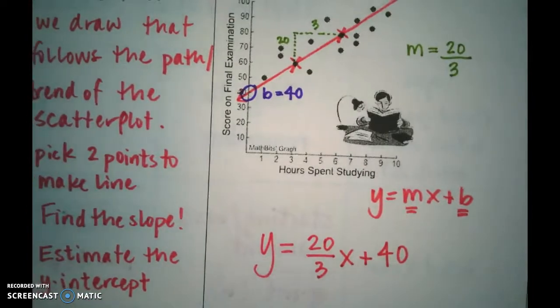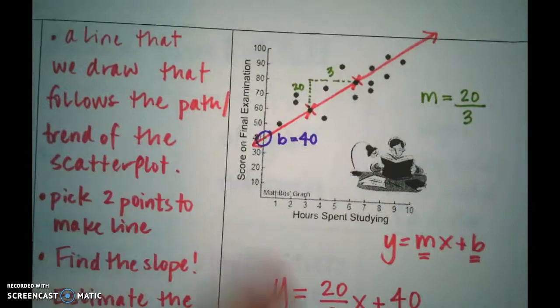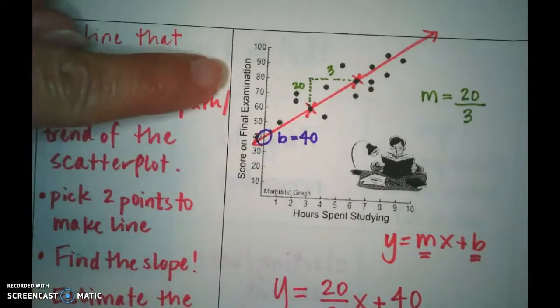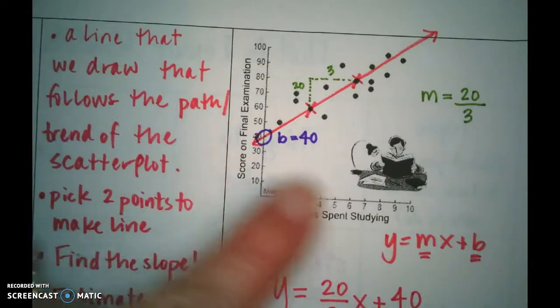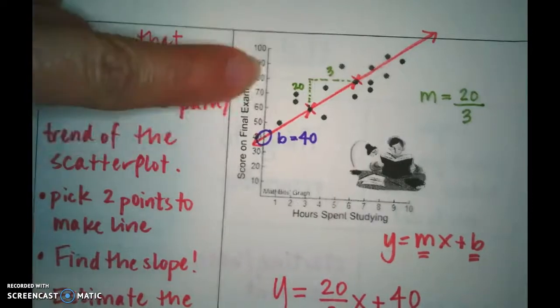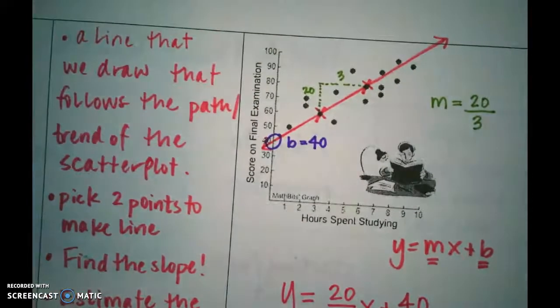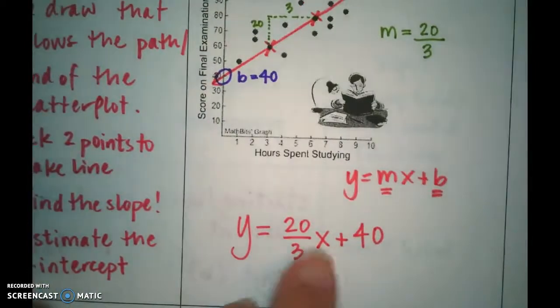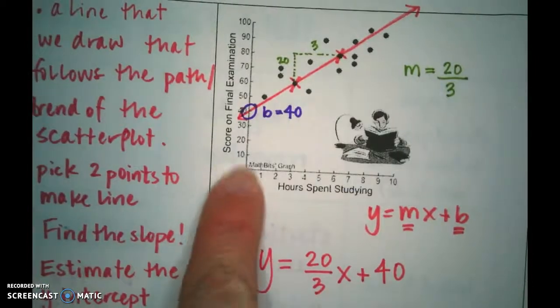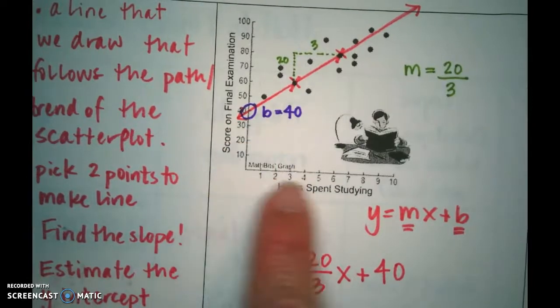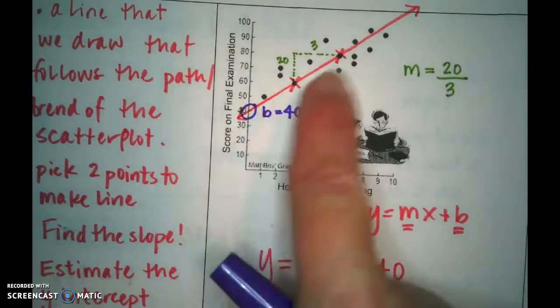So let's just take a look at what this graph is actually telling us. These are the hours spent studying and the score on the exam. So what this is saying is that the more you study, the better you'll do. And we know that that's true. So this equation is saying if I don't study at all, I'm probably going to make a 40. But the more I study, the better my grade will be.